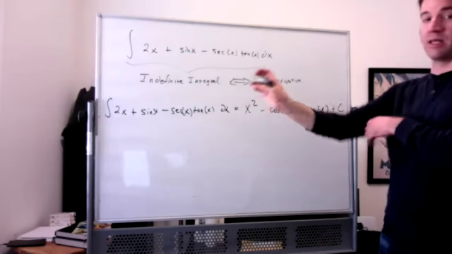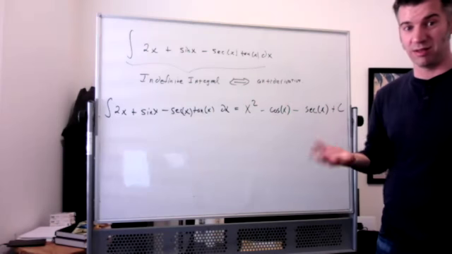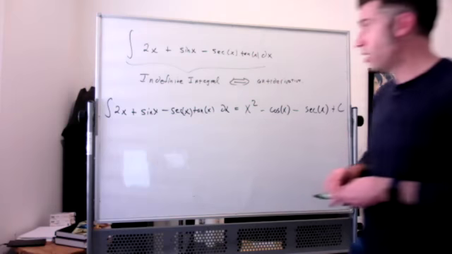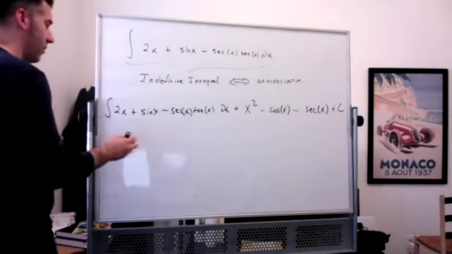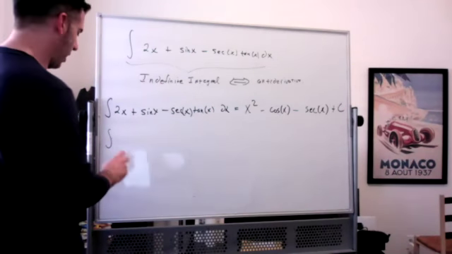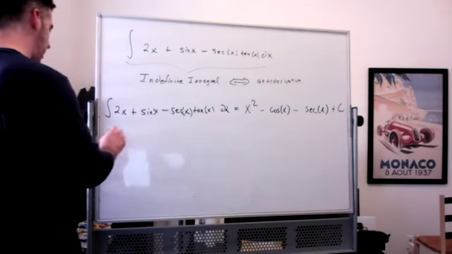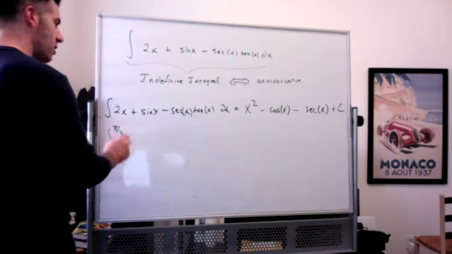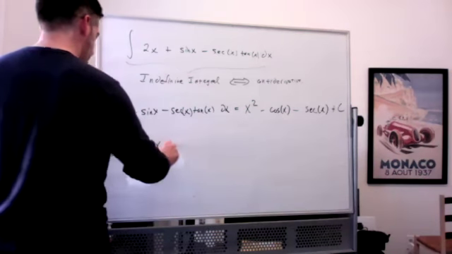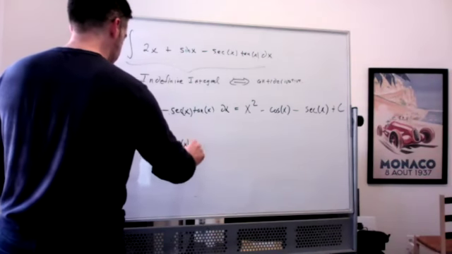When you're finding the definite integral, when you have limits of integration, you don't need the plus c because the plus c cancels out. So now, if I said I want to find the integral from 0 to pi over 3 of the same thing, 2x plus sine x minus secant x tangent x.